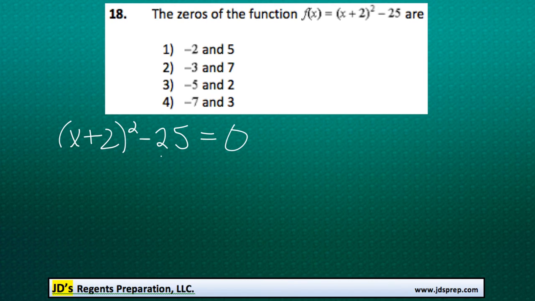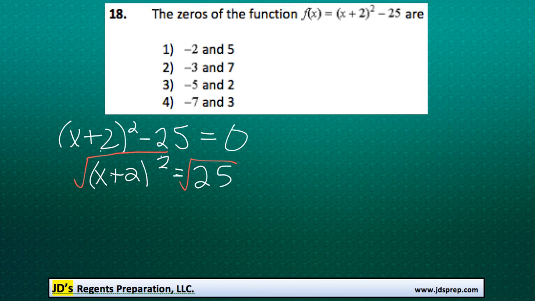Now I noticed that conveniently these are both perfect squares, right? We could square root both of these. What I'm going to do is move the minus 25 over to the other side, and then I can square root both sides of this equation without changing it.